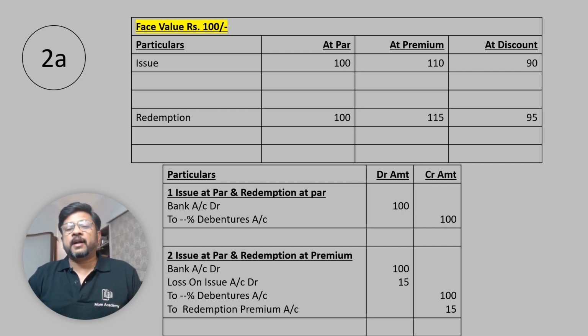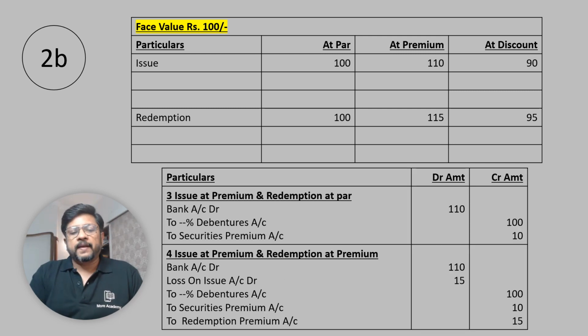Bank account always debited by exact amount received. Debenture account always credited by face value. Redemption premium account credited by the premium which is promised on redemption. So balancing figure will go to loss on issue account. So these are the first two different situations. Next one, let us consider the third situation.